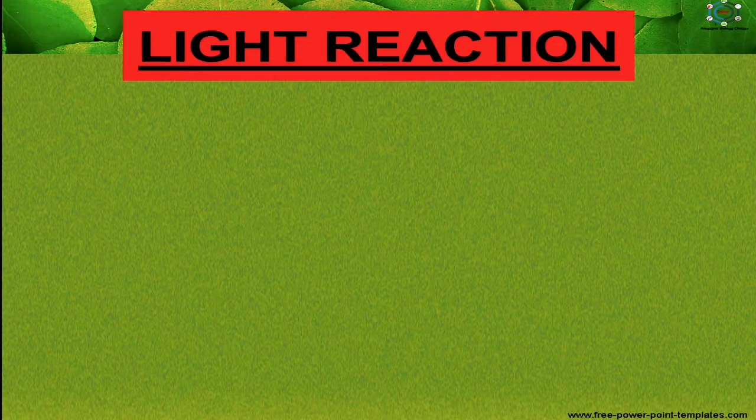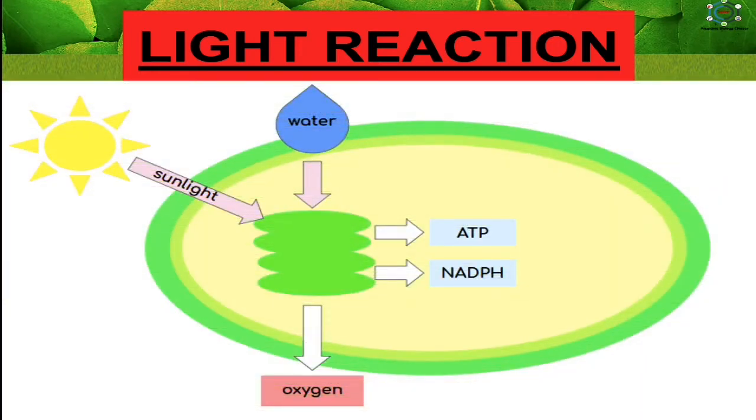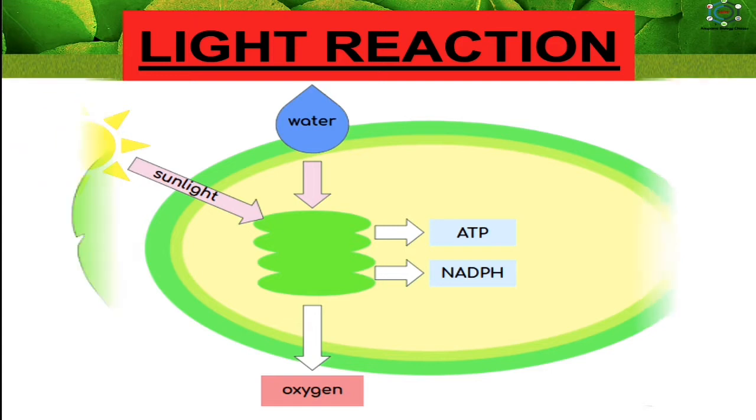Now, the first step of photosynthesis is light reaction. So what is light reaction? Light reaction begins as soon as light falls on green plants. The pigment molecules present in photosystem first and photosystem second absorb their specific wavelengths of light and become energized.